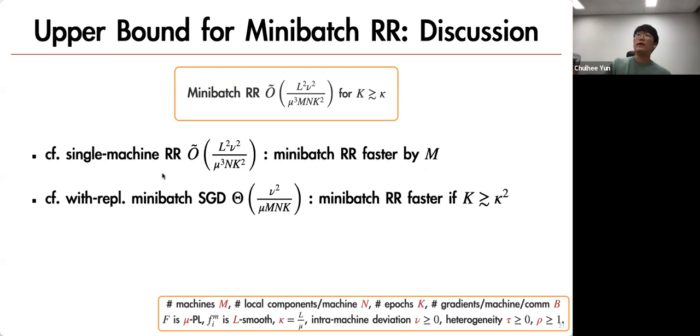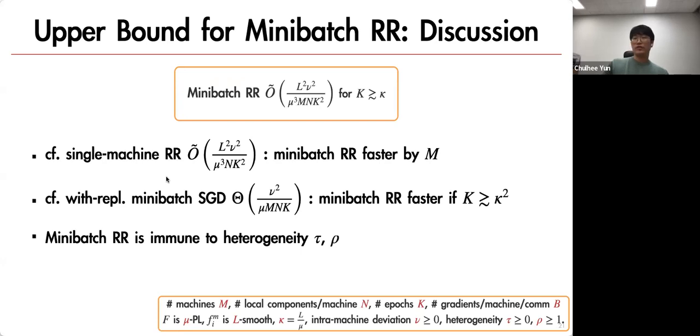Okay. And if you compare this rate against the with-replacement version, minibatch SGD, minibatch SGD is known to have this tight convergence rate. You can notice this m n k squared versus m n k. As a result, minibatch random reshuffling is faster if k is sufficiently large. If k is larger than kappa squared, then we can see that minibatch random reshuffling is strictly faster.